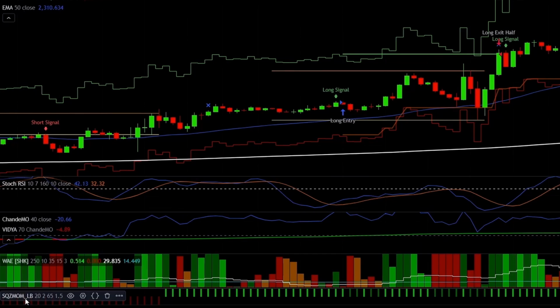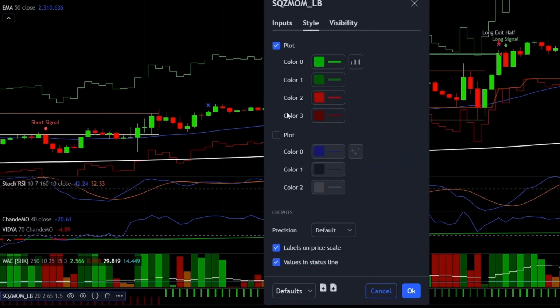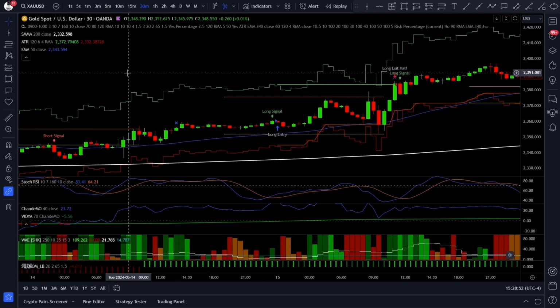And finally, our secondary exit signal indicator, the squeeze momentum. With the squeeze momentum, you only need to change the KC length, and that should be set to 65. In the Styles tab, I untick the plotting option too. And with that, you have fully set up your strategy. I know these are a lot of indicators, but for a complex no-nonsense Forex, or NNFX-based, strategy, you will need to use at least 5 indicators.